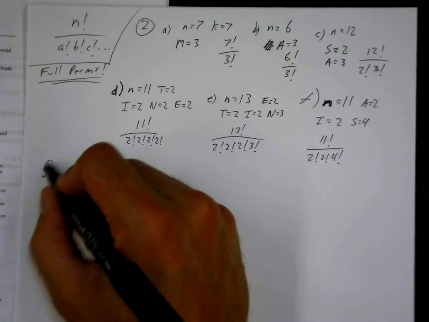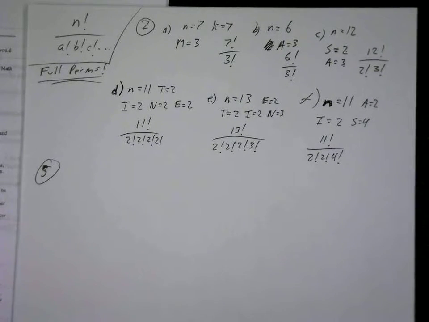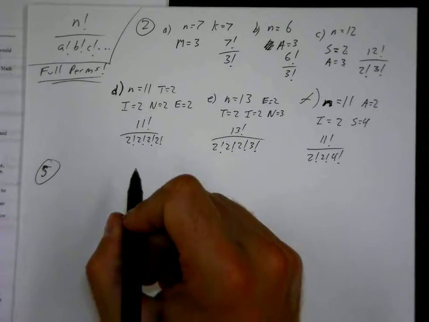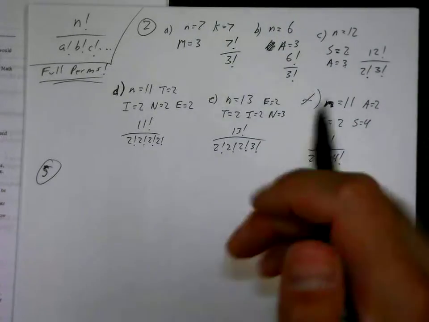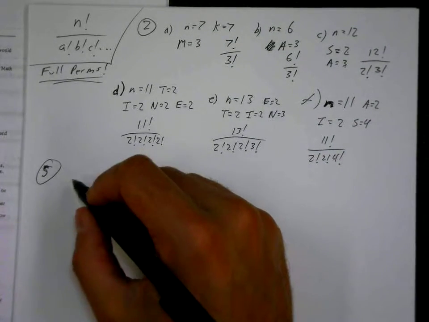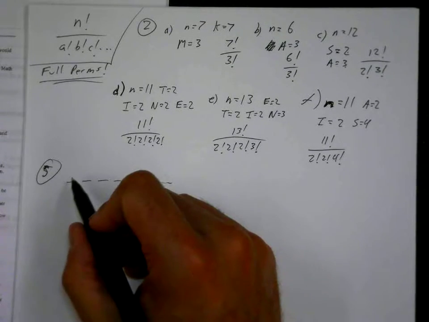Question 5. A man bought 2 vanilla ice cream cones, 3 chocolate cones, 4 strawberry cones, and 1 pistachio cone for his 10 children. And how many ways can he distribute them? Okay, so distributing cones or lining up pieces of clothing, they're just like big perms. They're the big lineup. So it's a big lineup.